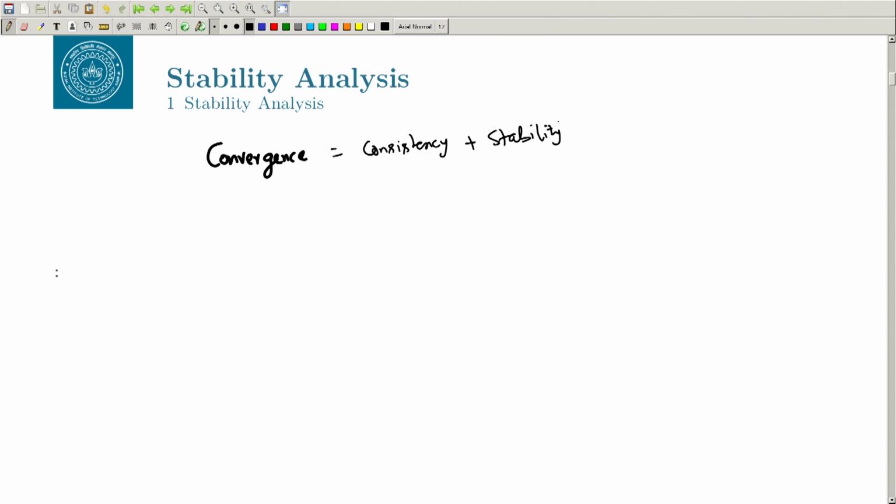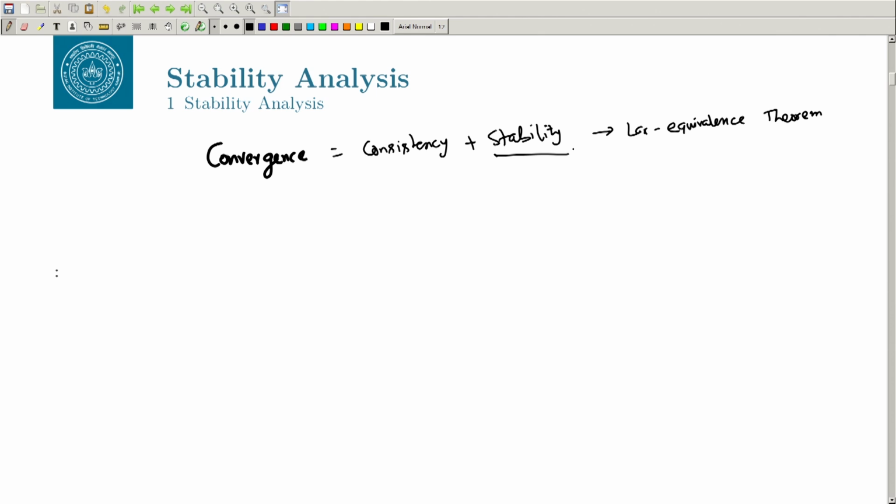This is the Lax equivalence theorem. So, for a consistent scheme and for a well defined problem, stability is the necessary and sufficient condition for convergence. So, we need to find out whether the scheme that we are going to use for solving a particular problem is stable or not.